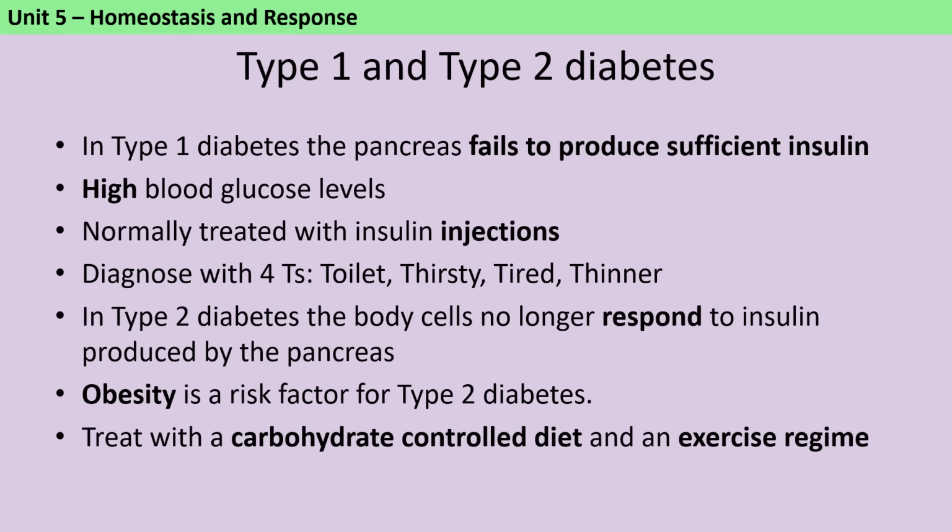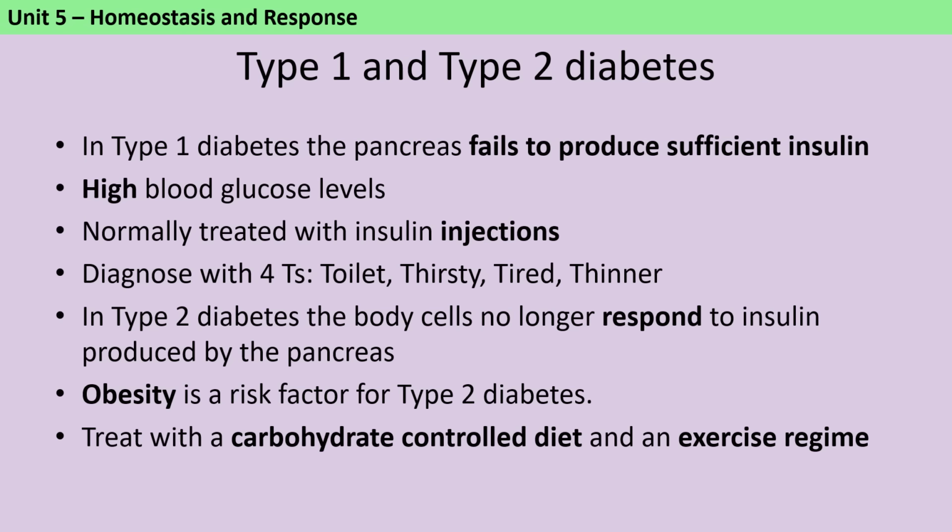It can be diagnosed with the 4 T's: going to the toilet all the time, being thirsty all the time, being tired all the time, and losing weight. Because that high blood glucose is really dangerous for the body, and the only way that your body can get rid of it is by putting it all into the urine. So you need to drink lots, and therefore you pee lots, and also because you're sort of throwing away that glucose rather than saving it for later, you're getting very tired and not having enough energy.